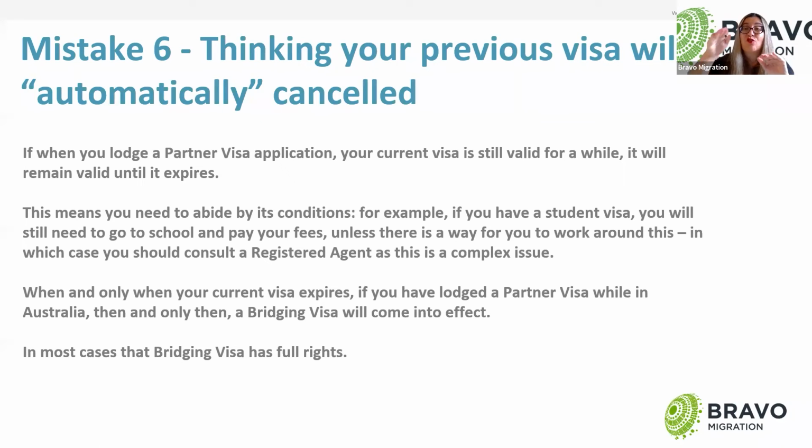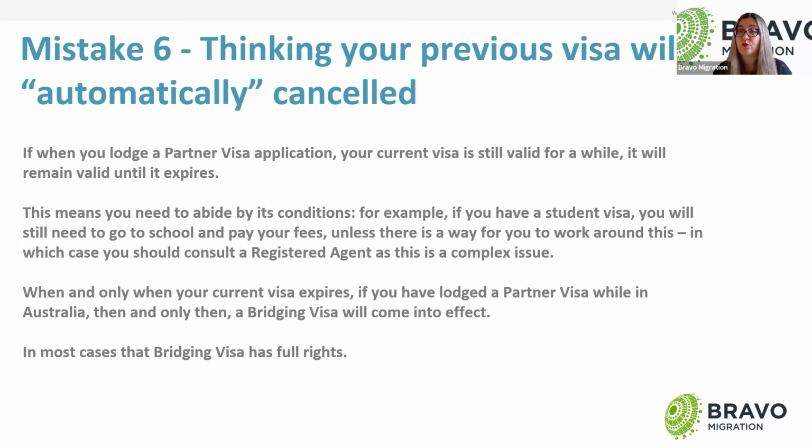Only a visa grant can overrule, supersede another visa that the person is holding. It is not the way it works. And I cannot count how many times I've seen people talking to us and say, oh yeah, I lodged the partner visa application, now I'm not going to school anymore because my student visa is canceled. No, during the processing time of your partner visa application, until it's granted, you need to abide by the conditions of your student visa. You need to go to school.